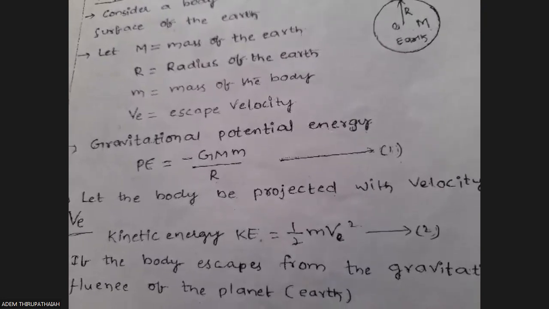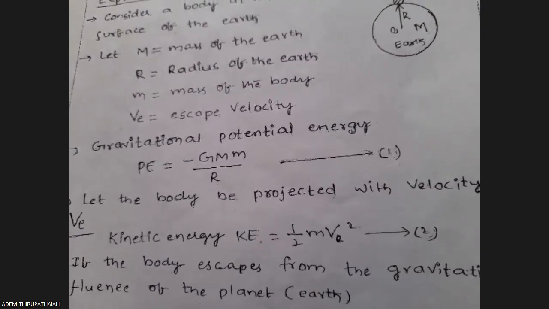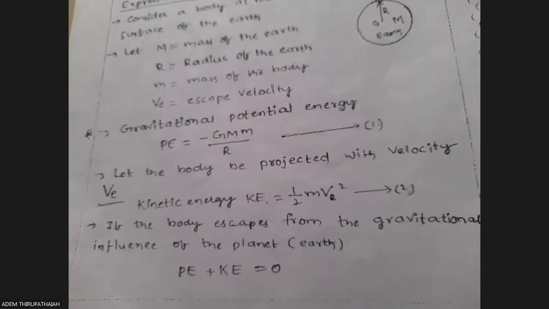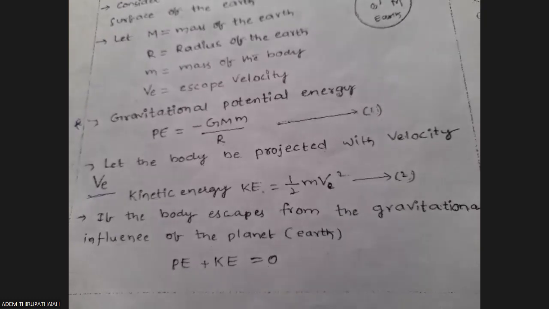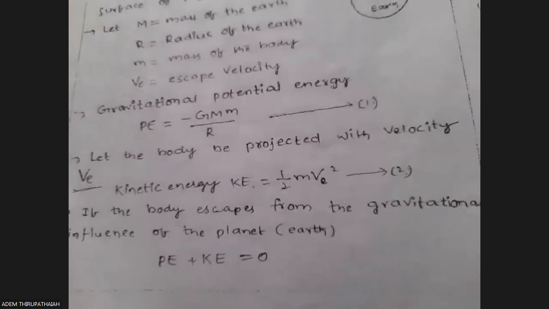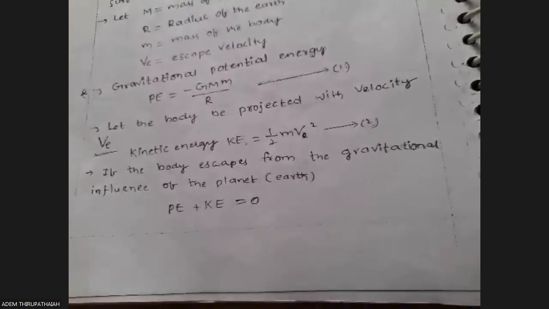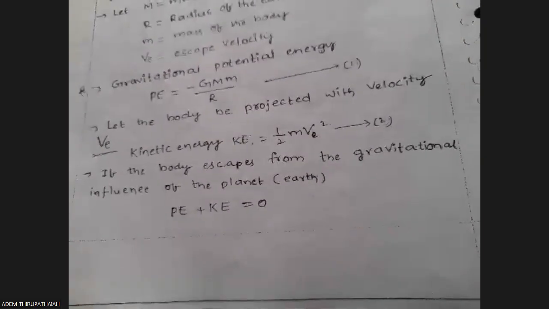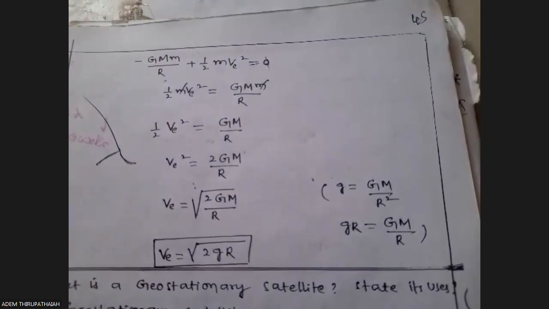Now, what is the general formula of gravitational potential energy? Minus G, capital M, small m by R. Let the body escape with velocity V, then kinetic energy equals half mv square. What is the condition to escape the body? The body escapes from the gravitational influence of the planet when kinetic energy plus potential energy is equal to 0. Superb.